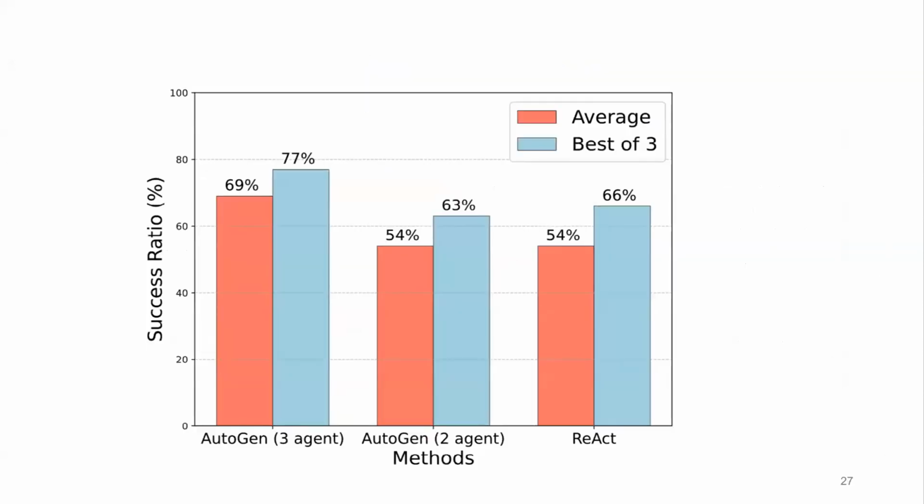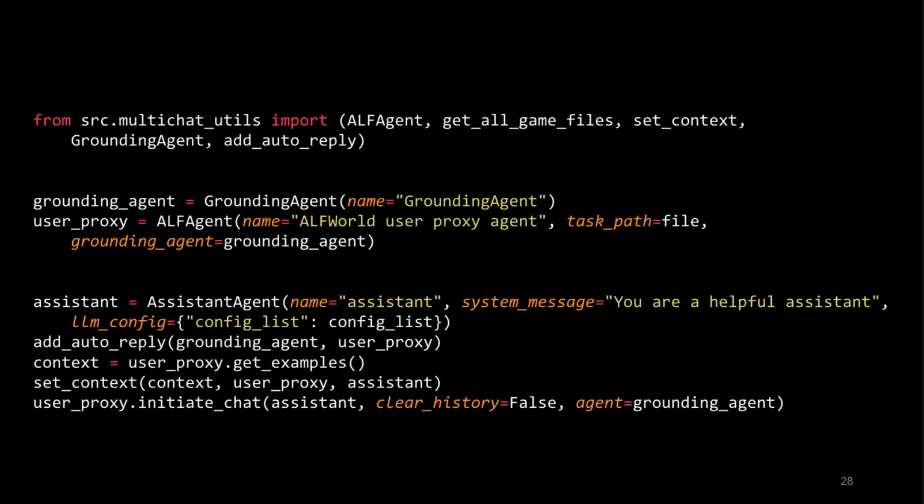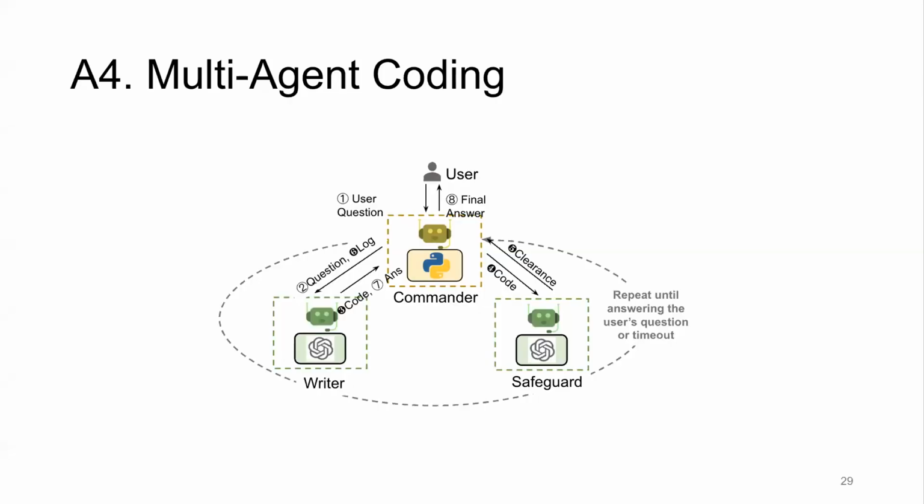And we also show, in the first column with three agents, our accuracy improves around 15% in planning and decision making. I have to say the actual coding for this environment is a little bit complex, so we can import the ALF agent and grounding agent from the source file and define the two or three agents, connect them, and that's it. Even though the backend is a little complex, it's mostly because the ALF world is complex. And the fourth application is multi-agent coding.